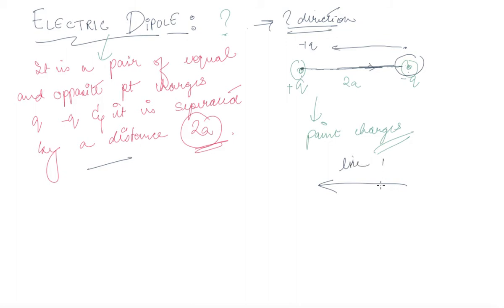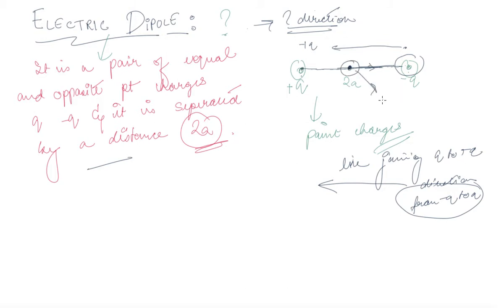The line joining q and minus q, and the direction from minus q to q, is the direction of the dipole. And the center of the distance between them is known as the center of the dipole. So these are all the things that you need to know about a dipole.